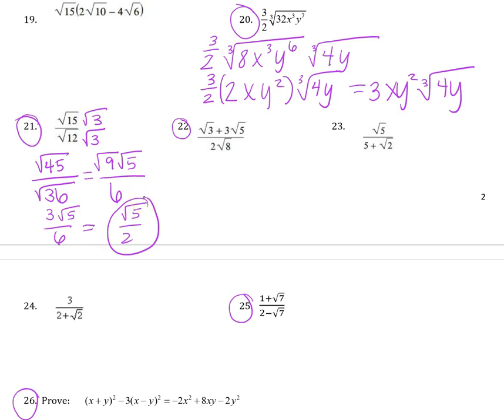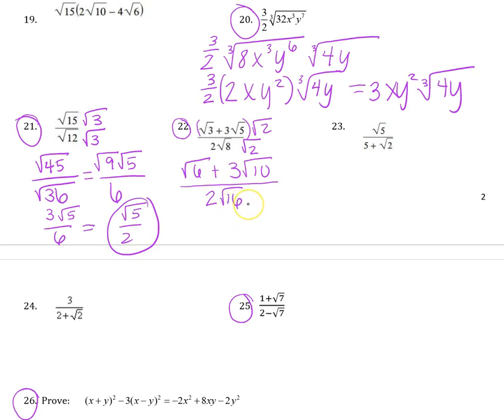Okay, similar process here. I'm going to create a perfect square out of this radical 8. So I'm going to multiply by radical 2 on the top and the bottom. 2 and 8 gives me 16, and that is a perfect square. Don't forget, this radical 2 has to multiply everything here, not just the 3 radical 2. You're multiplying the entire numerator, so you have to distribute. So I get, in my numerator, radical 6 plus 3 radical 10. Notice I'm multiplying the radicals underneath the radical. And divided by 2 radical 16.